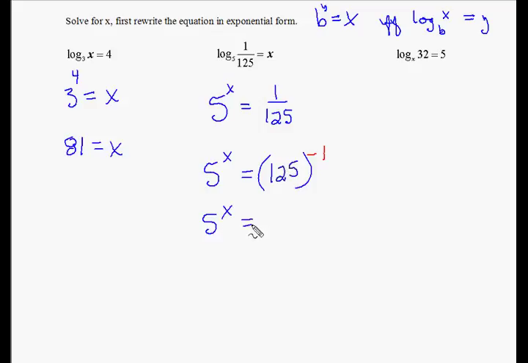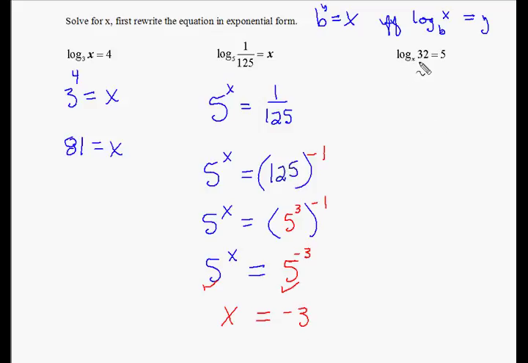5 to the x is equal to, and let's think of 125 in terms of 5s. 5 times 5 is 25, times 5 is 125. So that's 5 to the third power. So 5 to the x is the same thing as, using our knowledge about powers raised to a power, 5 to the negative 3. So with our exponential functions and our logarithmic functions, we'll learn as time goes on that these are one-to-one functions. So if 5 is equal to 5, then x is equal to negative 3.